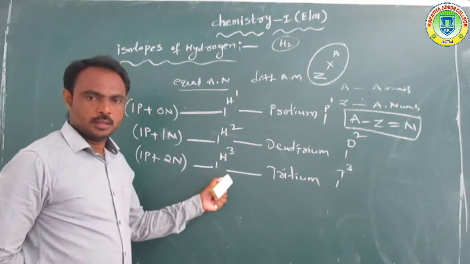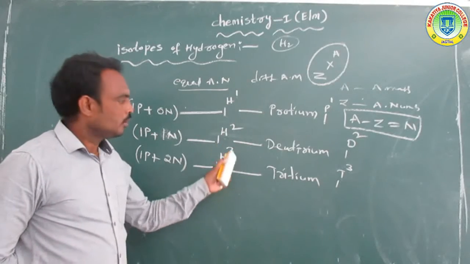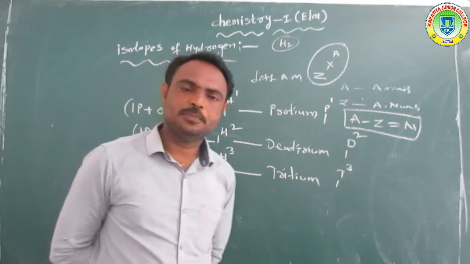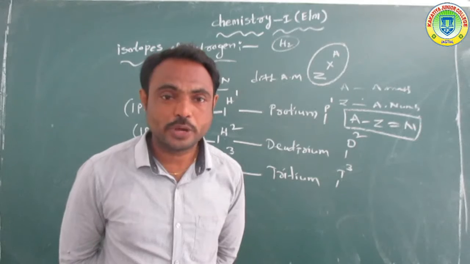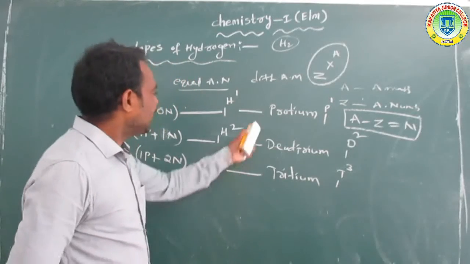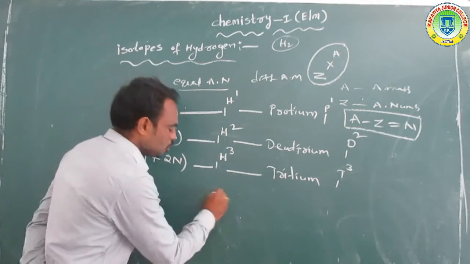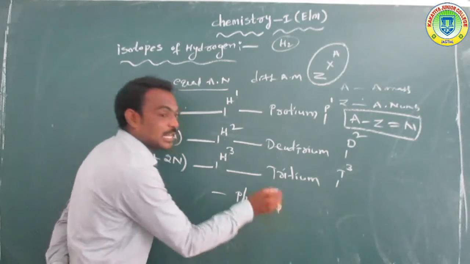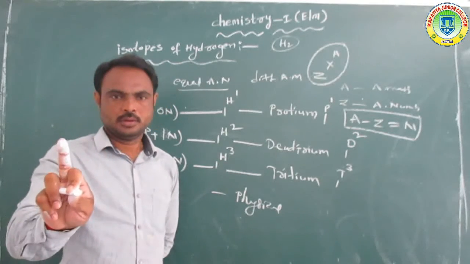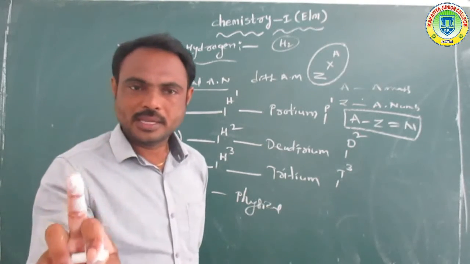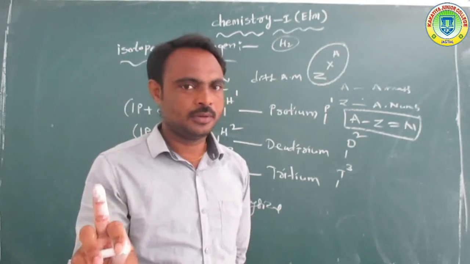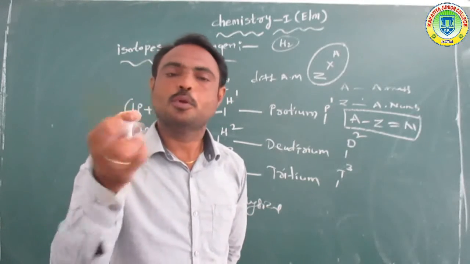Okay, overall, here we write equal electronic configuration. Protium, deuterium and tritium all contain equal electronic configuration, but different physical properties, not equal physical properties. The electronic configuration is equal, just like the atomic number is 1, atomic number is 1. So equal electronic configuration, but different physical properties.